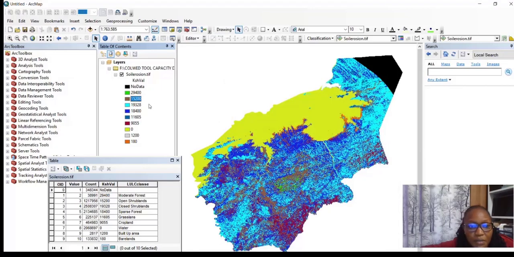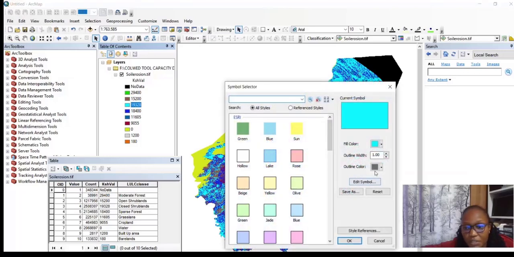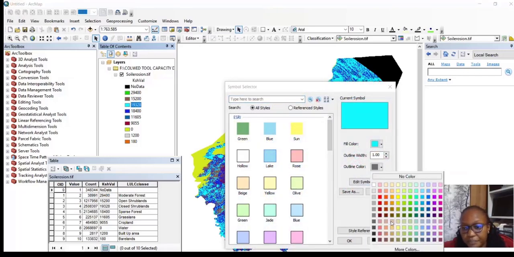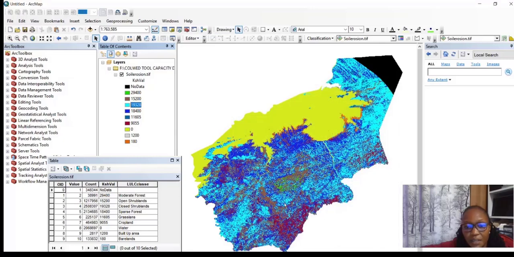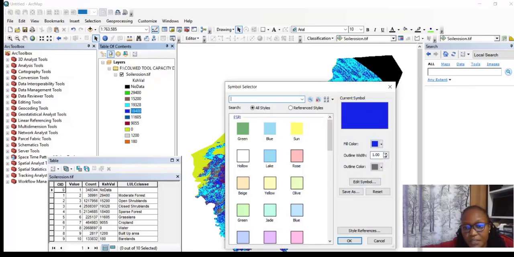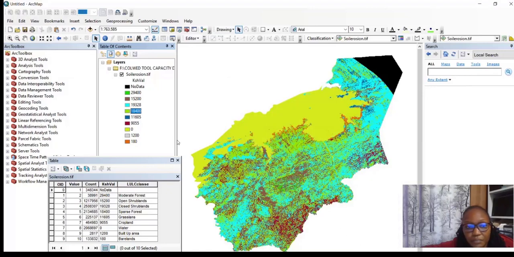Then we have closed shrublands, which is almost similar, a bit lighter color. Then we have sparse forest, in a lighter green. Then we have grasslands, normally in the magenta color.